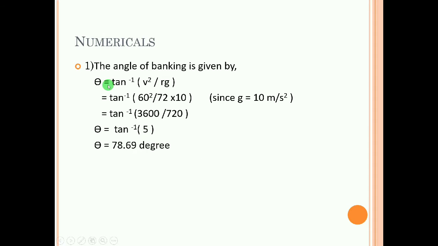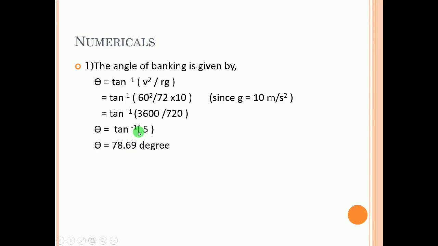So we already derived the expression for angle of banking. That expression is theta equal to tan inverse of v square upon rg. So tan inverse of, v value is 60, so 60 square, r is 72, g is 10. For all the numericals given in the textbook, you have to assume g equal to 10 meter per second square. Then here 60 square will be 3600, 72 into 10 will be 720. After solving, you will be getting 5.